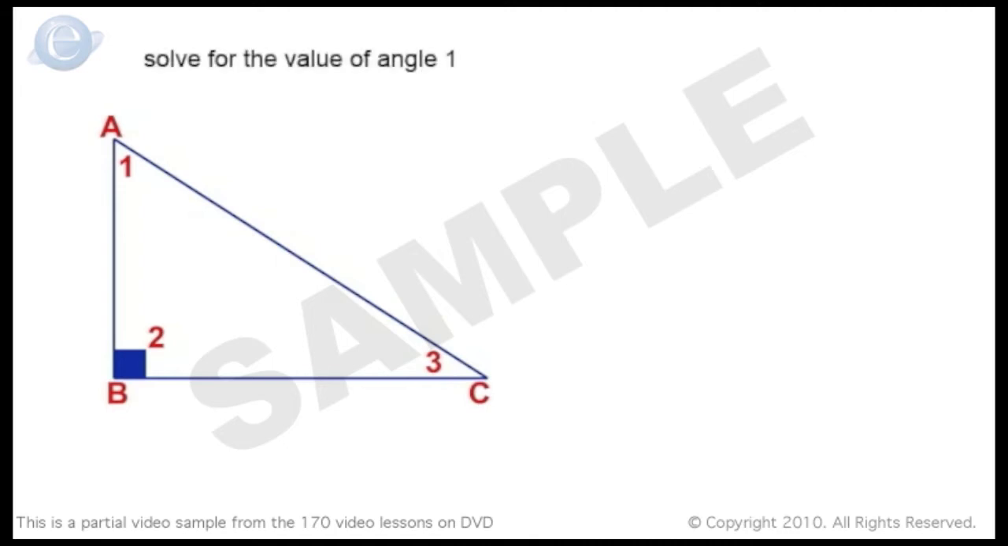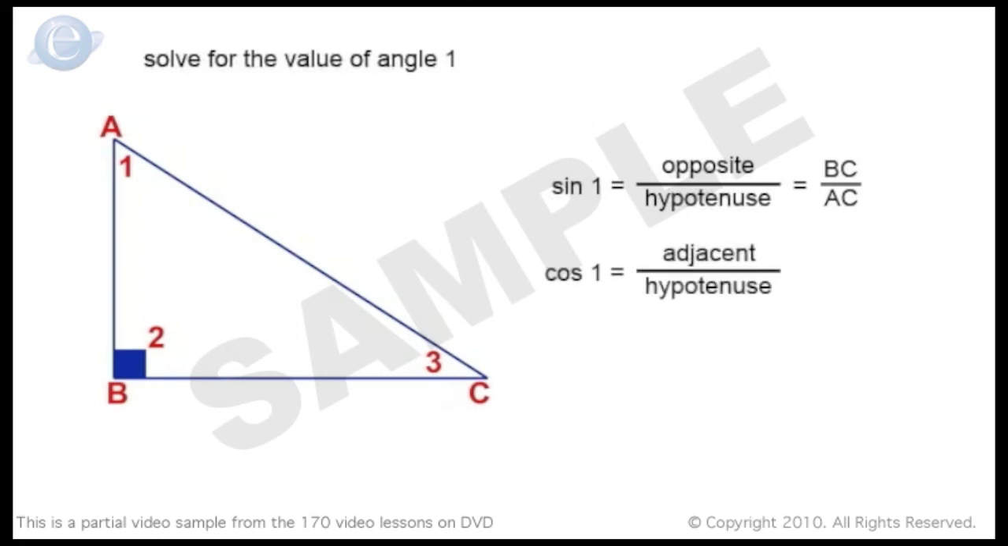If I want to figure out the value of angle 1, there are several different ways I could go about it. I could calculate the sine of angle 1 by saying the sine is equal to the opposite side divided by the hypotenuse. The opposite side of angle 1 is side BC, and the hypotenuse is AC. So I could say BC divided by AC is equal to the sine of angle 1. I could find the cosine of angle 1 by using the adjacent side and the hypotenuse. Cosine of angle 1 is equal to the adjacent side AB divided by the hypotenuse AC.